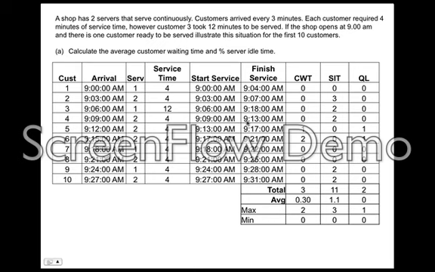9:13, they start straight away, so it's 0. 9:17, 9:17, 0. Then we come here. Make sure you check this server number 1. They start at 9:18. They finish serving at 9:18, so therefore it's 0. Next one, let's have a look at this one here, which is server number 2. They finish at 9:21. Start serving at 9:21, so it's 0.